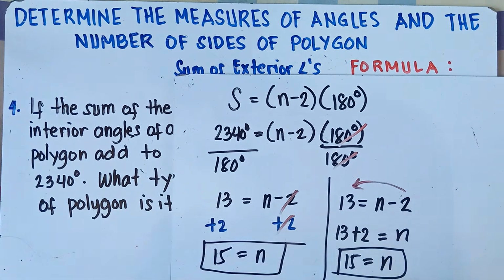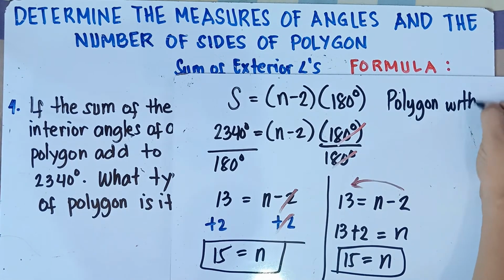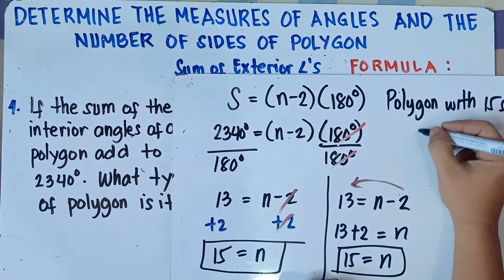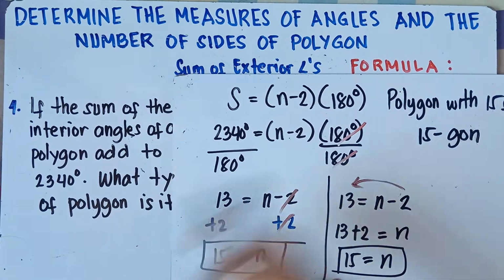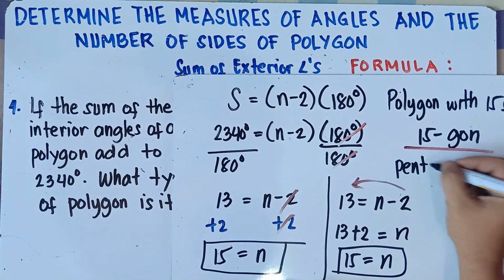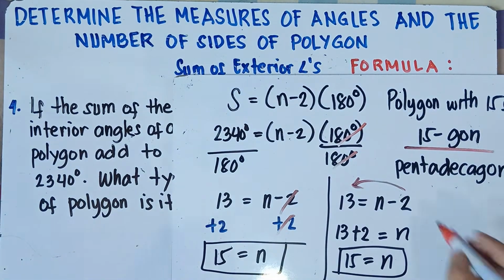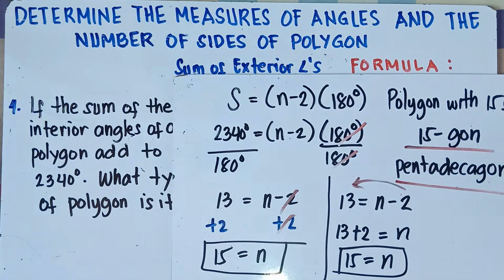And a polygon with 15 sides, we call that one a 15-gon, or another name for that would be pentadecagon. So you can have these two answers, class. It depends on you which you prefer, 15-gon or pentadecagon. That's it, class, for example number 4. We found the number of sides, that is 15, and the polygon's name, 15-gon or pentadecagon.